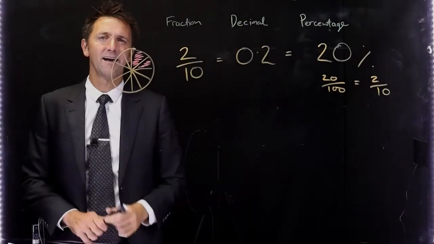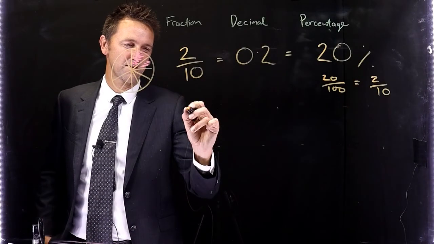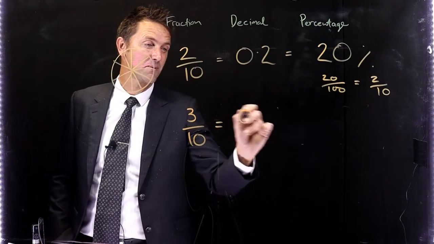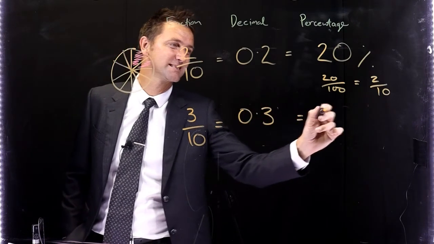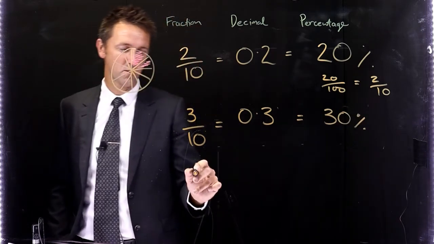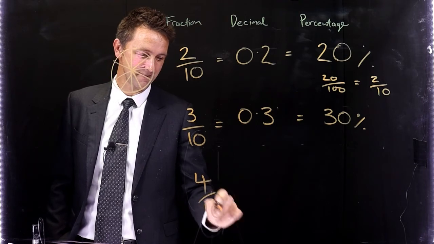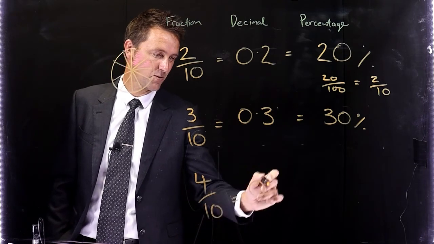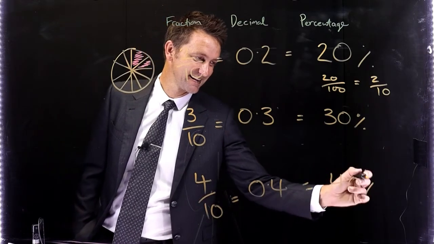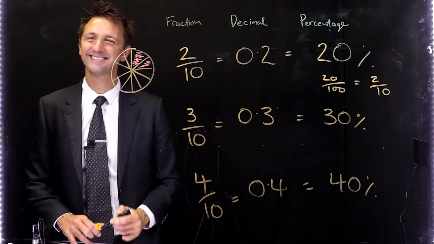And that's going to be the same for 3/10, which is going to equal 0.3, which is going to equal 30%. That's going to be the same for 4/10, which is going to equal 0.4, which is the same as 40%. Guys, it's just going to keep on going.